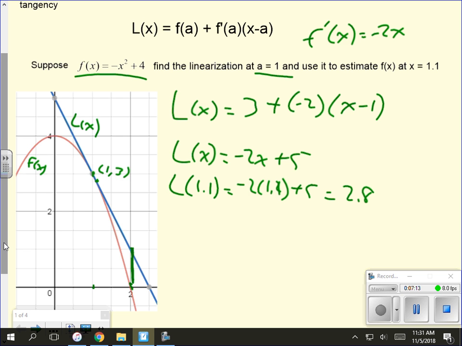This is extremely popular with AP. They love to use this. They love to have you write the linearization. They love to have you write the tangent line and then use the tangent line to approximate the value of the equation at a certain point. You see it almost every single year now at some point in the AP test. It's one of the ones they really started pushing more and more often.